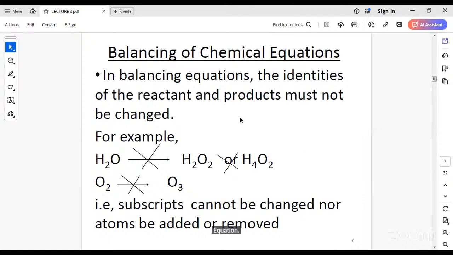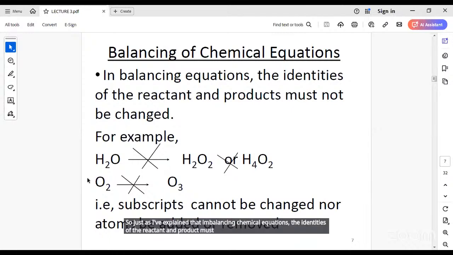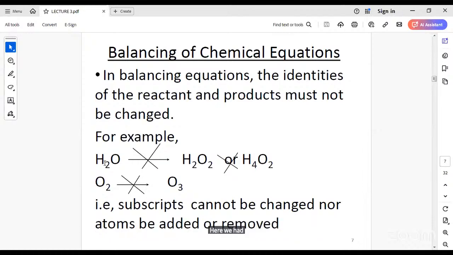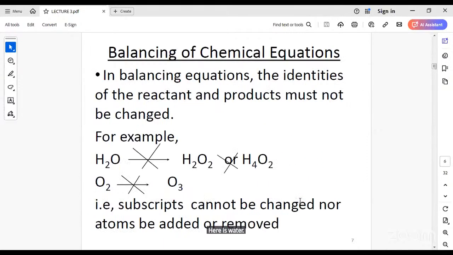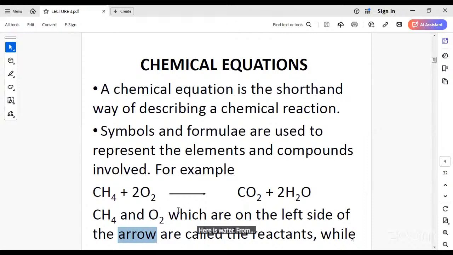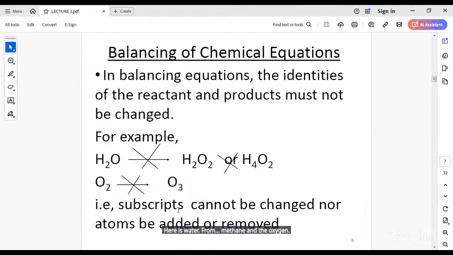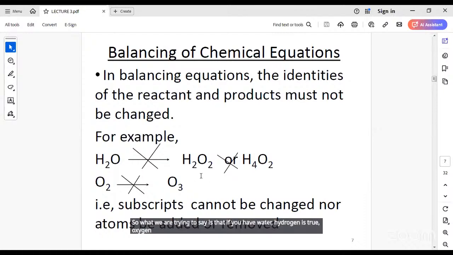So just as I've explained, in balancing chemical equations, the identities of the reactants and products must not be changed. Here, we had water. If you look at the equation here, this is water from methane and the oxygen. So what we are trying to say is that if you have water, hydrogen is 2, oxygen is 1. Here, hydrogen is 2, oxygen is 2. So this is your hydrogen peroxide. You cannot form something new.